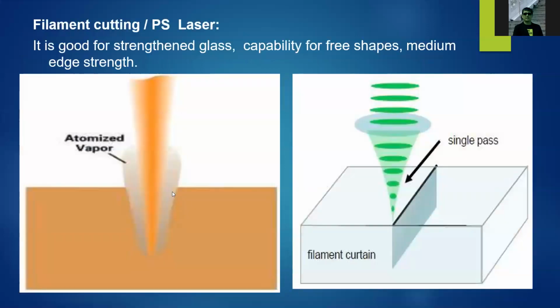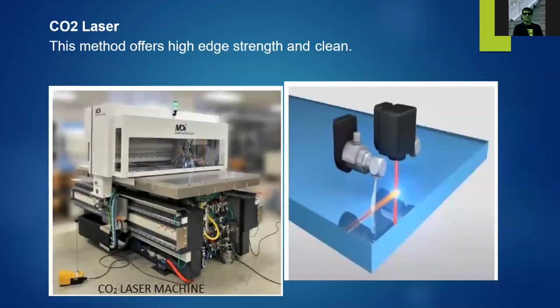So we also have the filament cutting, or the PS laser. This is good for strengthened glass, because there are glass types called tempered, annealed, and some glass that have specific qualities. This has the capability for free shape, with medium edge strength.